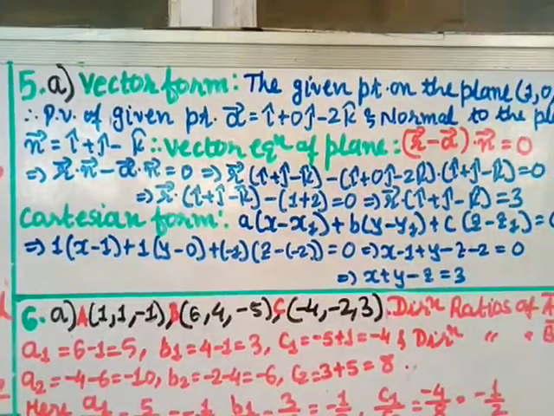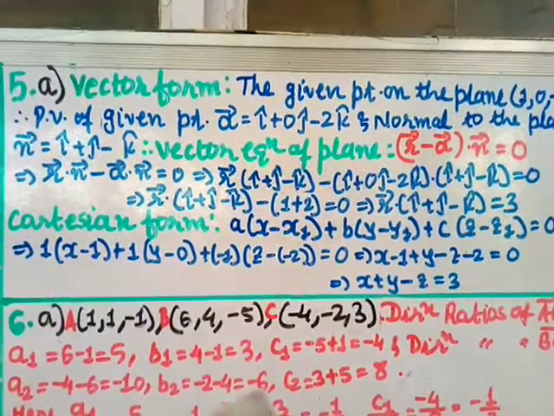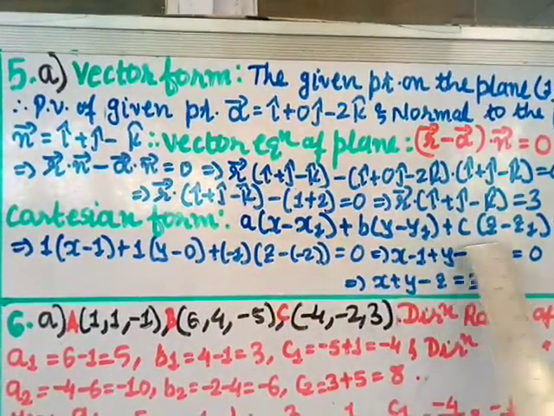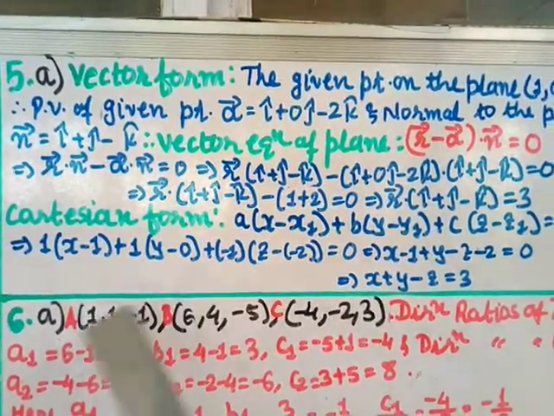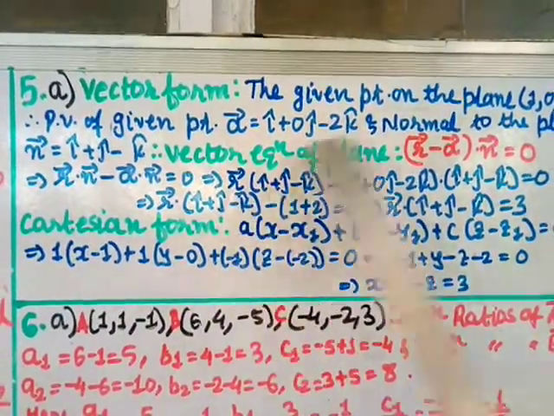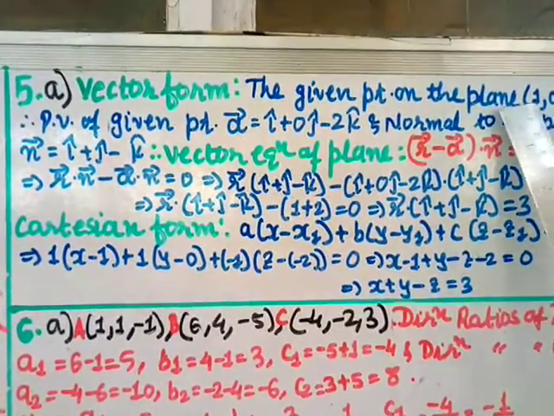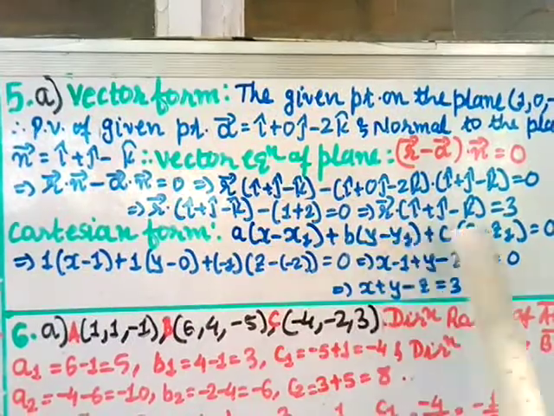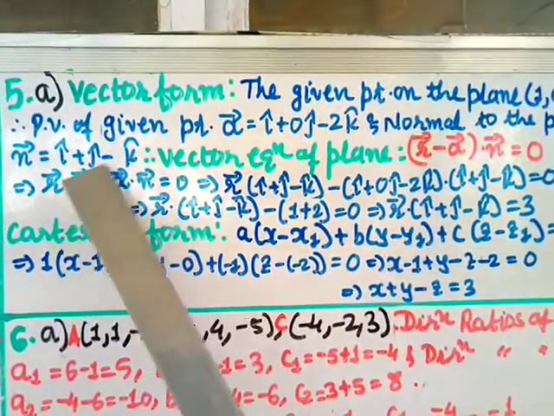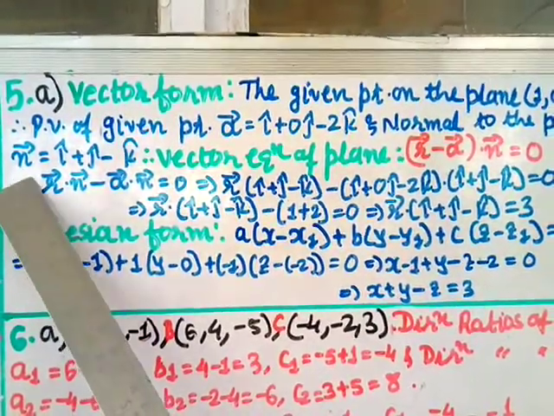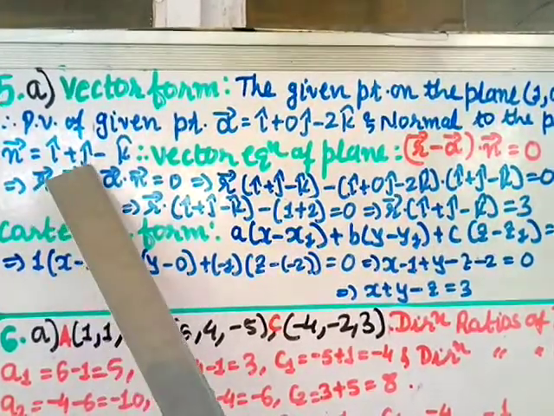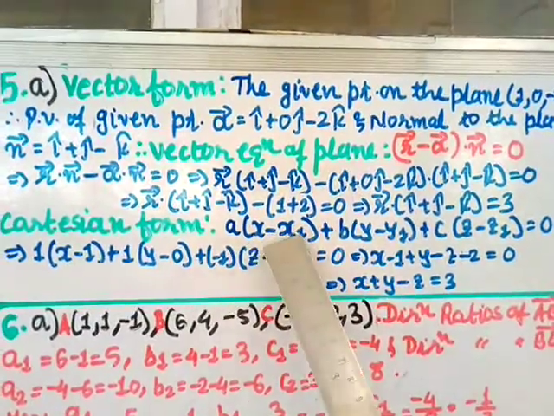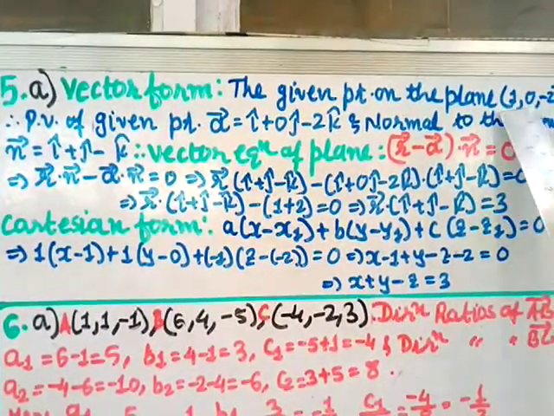Now we'll write in the Cartesian form. In the Cartesian form, for a plane passing through a point, it is given as a(x minus x1) plus b(y minus y1) plus c(z minus z1) equal to 0. Here a, b, c will be the coefficients of i cap, j cap, k cap from the perpendicular normal vector. So here it is 1, 1, minus 1, that is the value of a, b and c. And x1, y1, z1 is the point.